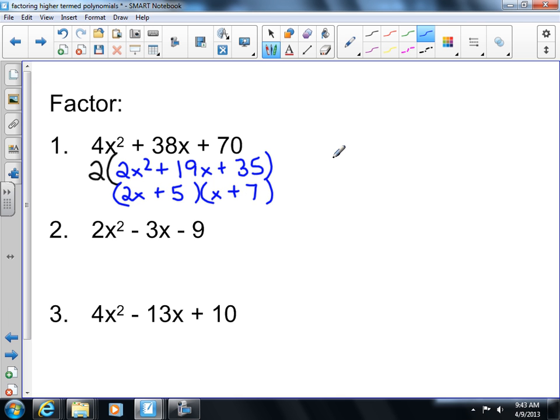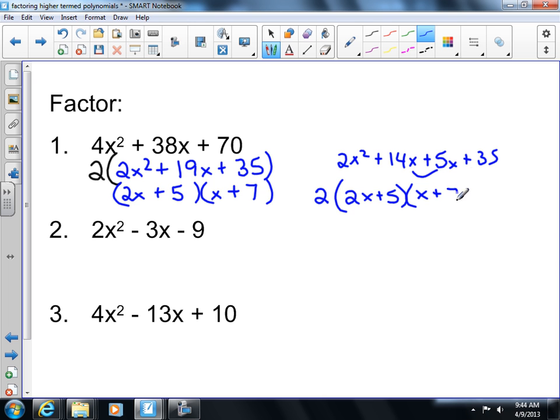Okay, I get 2x squared plus 14x plus 5x plus 35. Is that going to work? You get 19x? You do. So your final answer here is 2 times the quantity 2x plus 5 times the quantity x plus 7. Great. That's your final factored state.